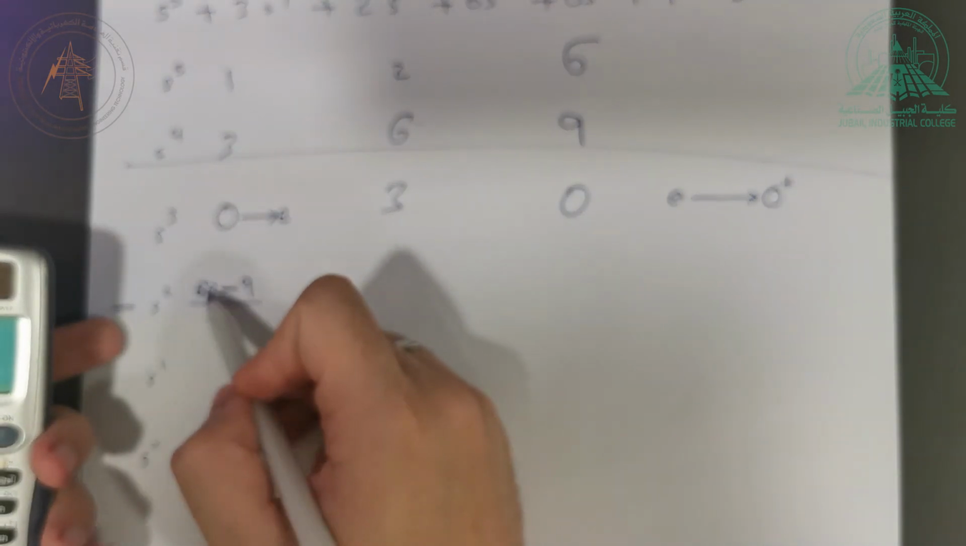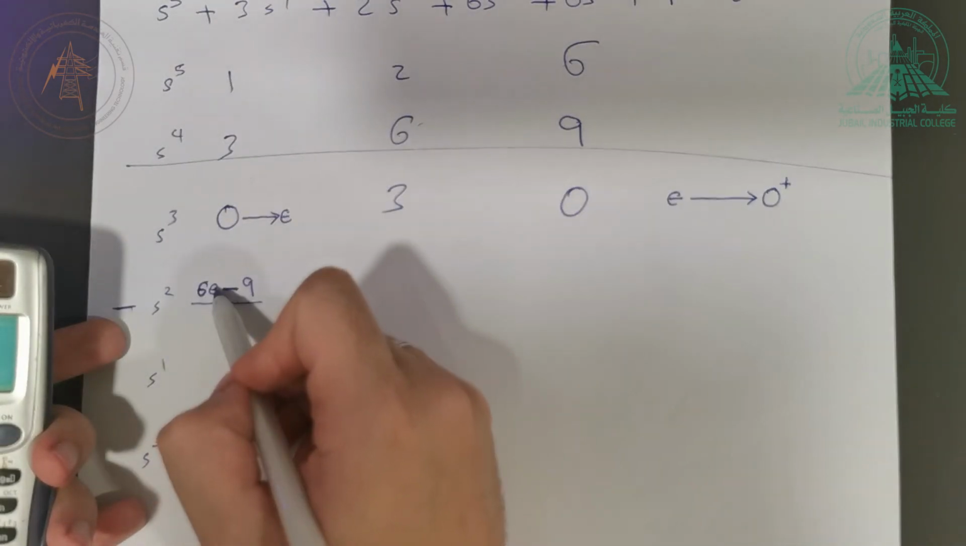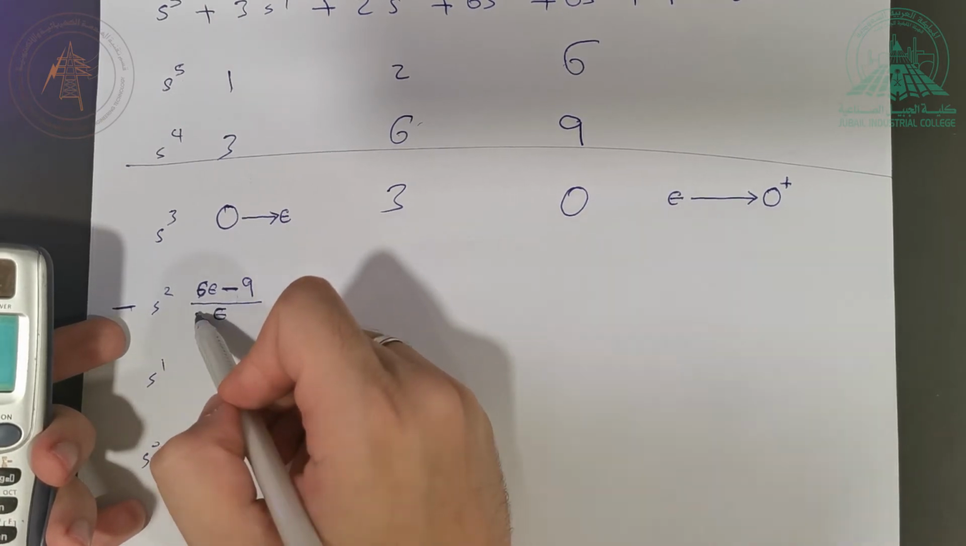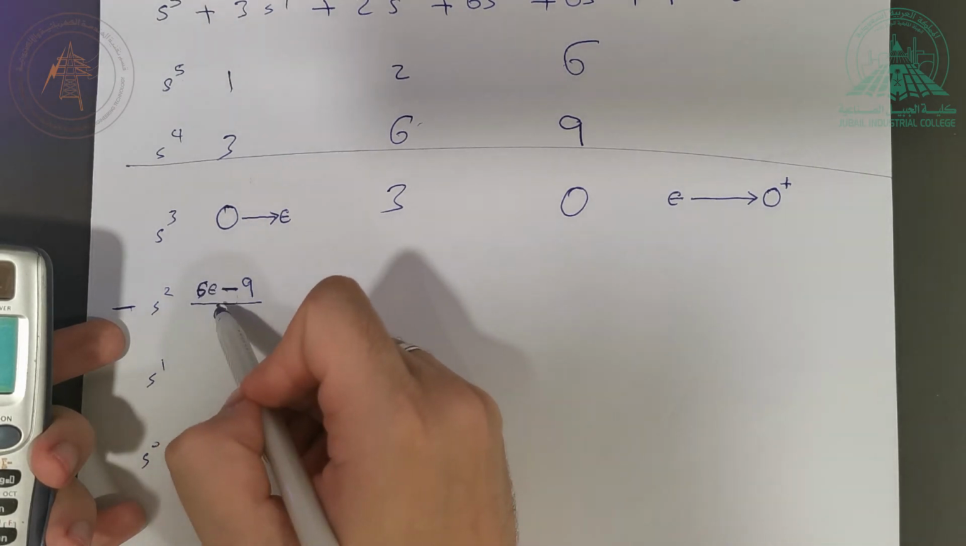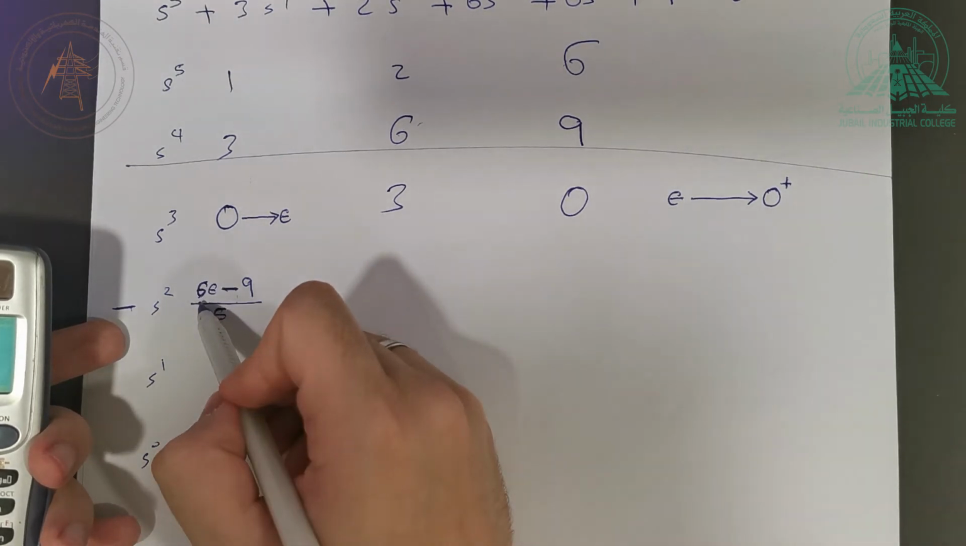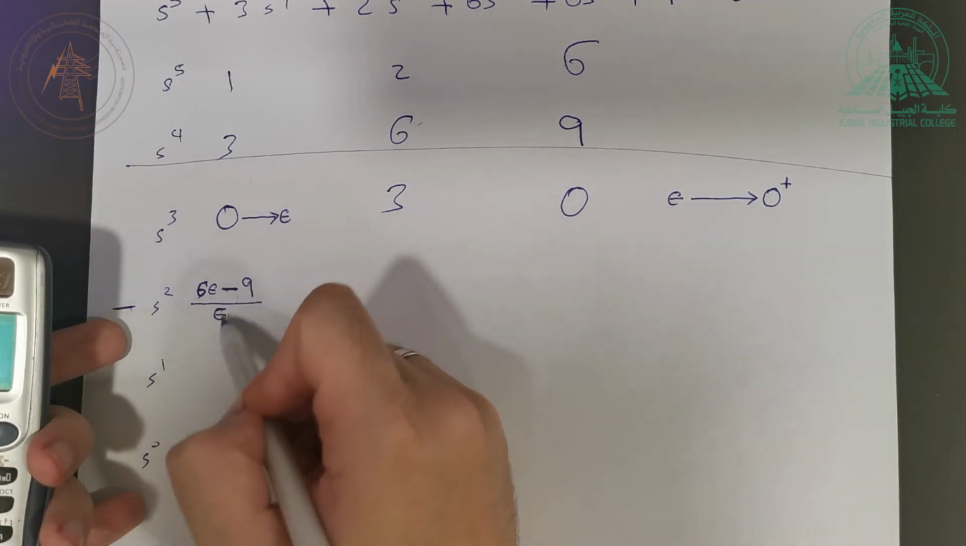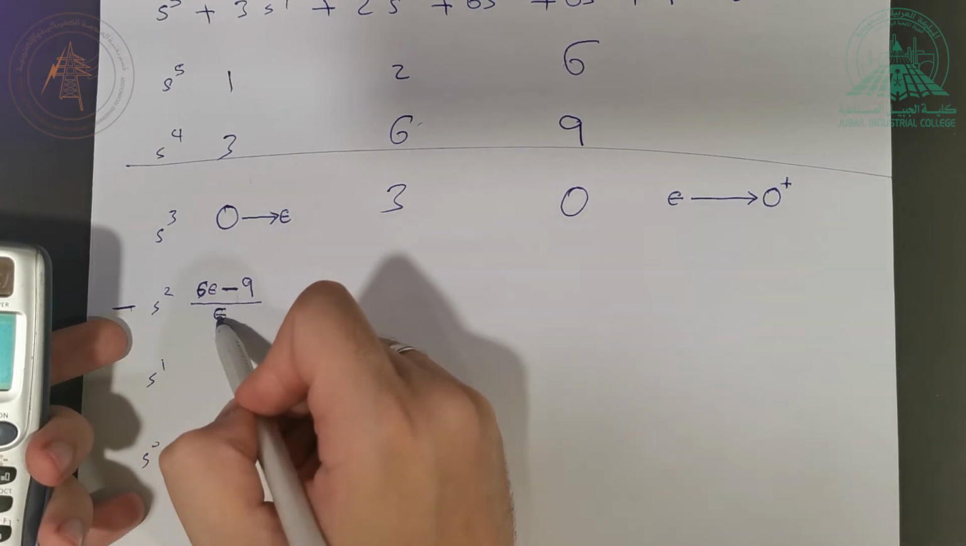I can either divide both sides by epsilon. So this becomes 6 epsilon divided by epsilon. What do I get? I get 6. Right? So 6 epsilon divided by epsilon, epsilon cancels epsilon. I get 6 minus 9 divided by epsilon.